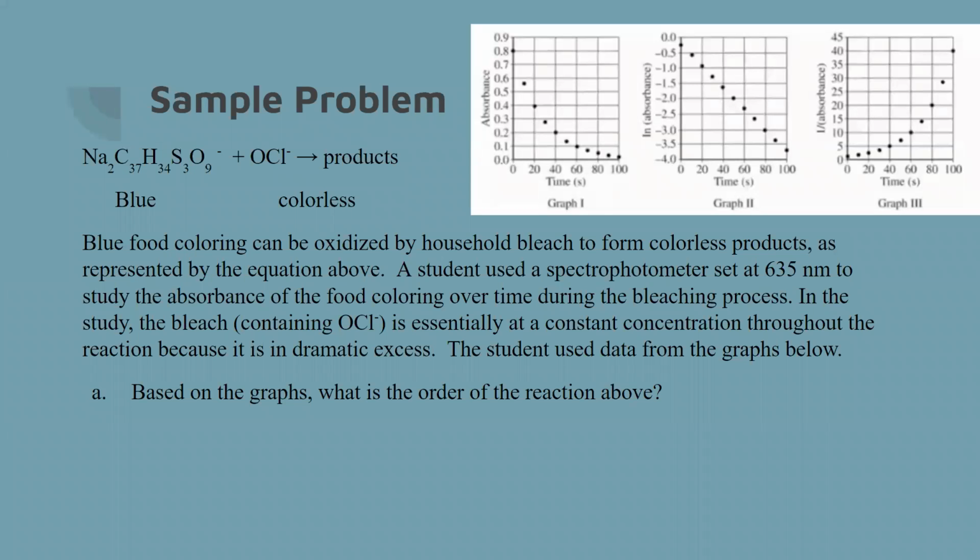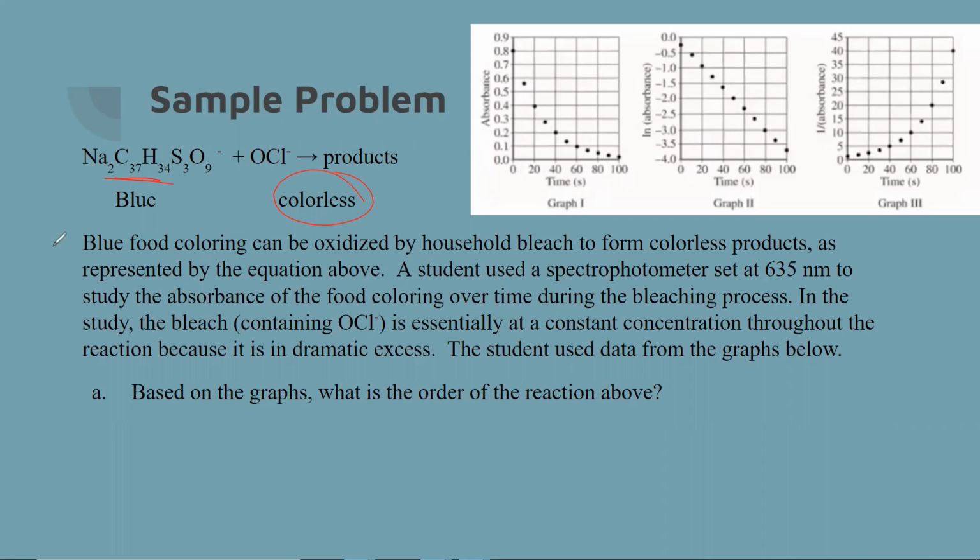Okay, so here we have a sample problem. We have this really, really big reactant over here, plus this little ion yielding some products. Initially, this thing is blue, and when those two react, the products will be colorless.